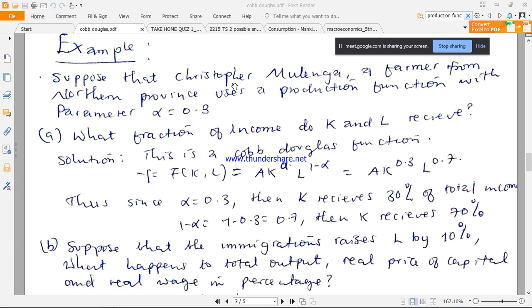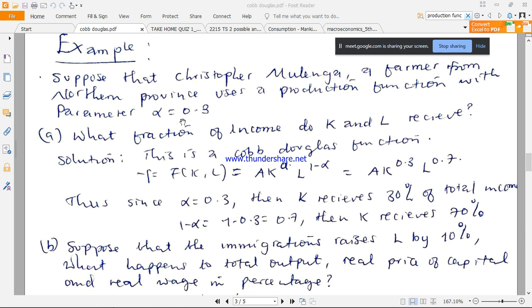So I was saying, suppose that Christopher Mulenga, a farmer from Northern Province, uses a Cobb-Douglas production function with a parameter alpha equal to 0.3. Just from the question, we are able to tell that this is a Cobb-Douglas because we have this parameter alpha. So the first question is, what fraction of income do capital and labor receive?